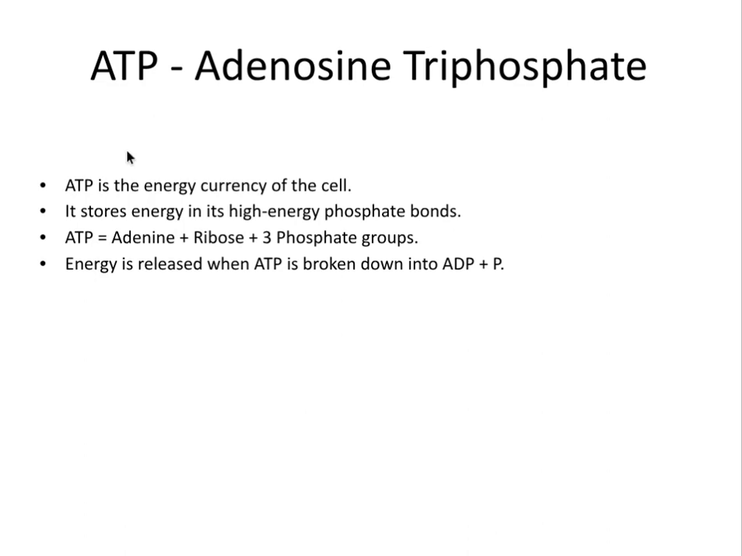So ATP, adenosine triphosphate, is really important. ATP is the energy currency of the cell. It occurs in the mitochondria, which is also the powerhouse of the cell. It stores energy in its high energy phosphate bonds: ATP is adenine plus ribose plus 3 phosphate groups. Energy is released when ATP is broken down into ADP plus P.